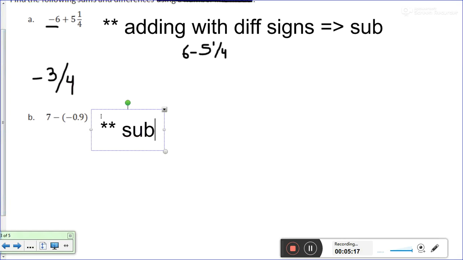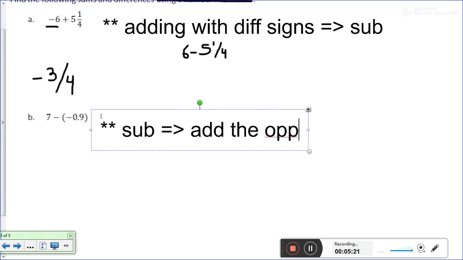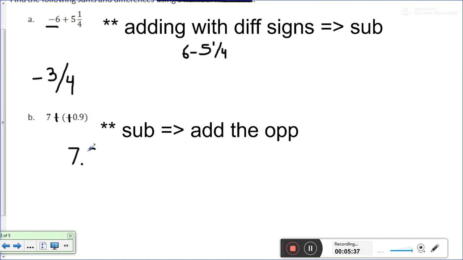And now for letter B, we're subtracting. And remember, when you subtract, you are really adding the opposite, right? So I'm going to change my minus sign to a plus sign, my negative 9/10 to a positive 9/10, and now I just have 7 plus 9/10. Well, that is simply 7 and 9/10, and that's it.